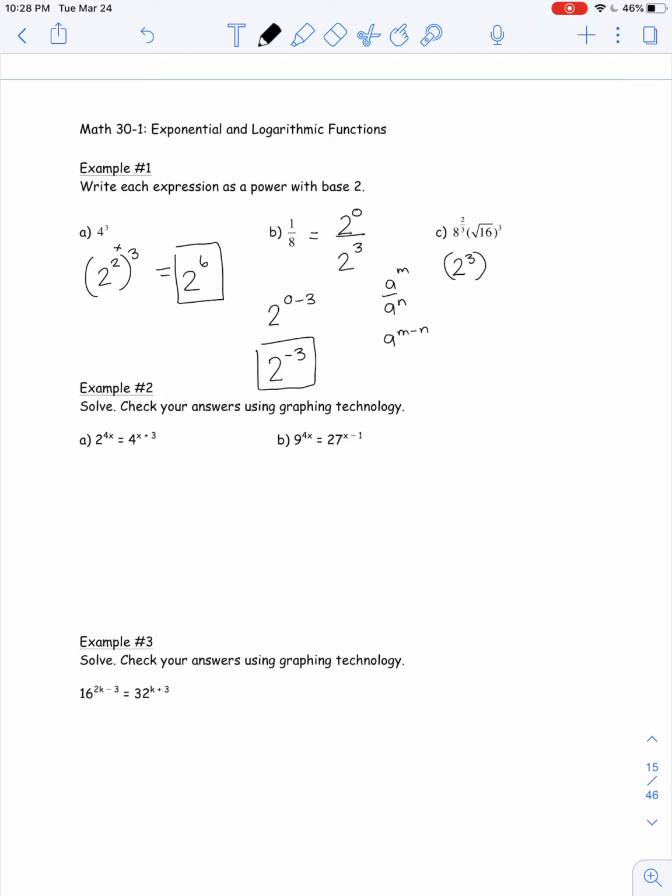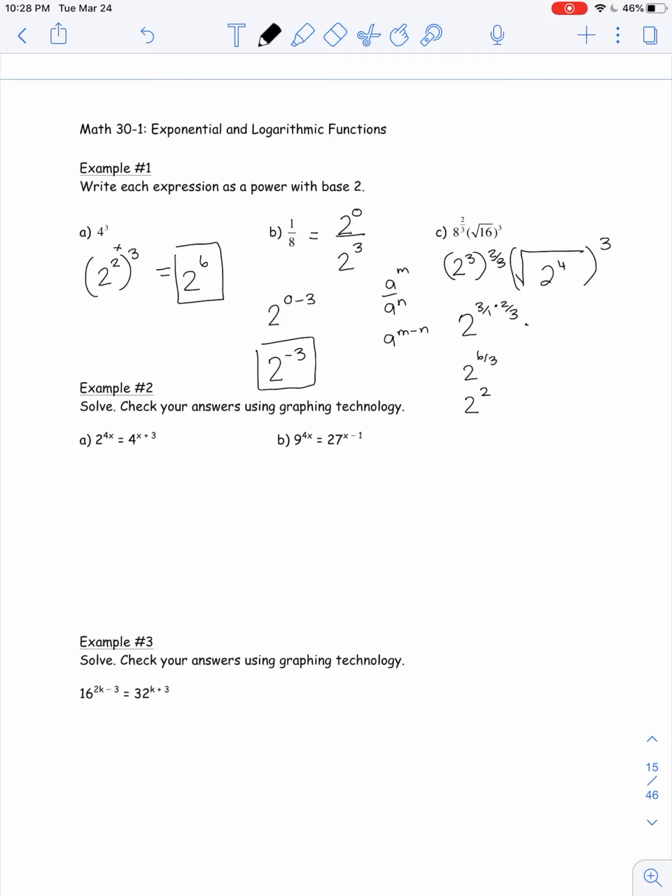8, we're going to rewrite it as 2 to the power of 3 with this 2 over 3 outside of that bracket. And then underneath the square root, we're going to write 2 to the power of 4, which is still 16. And then outside of that, we still have to the power of 3. So whenever we multiply the 3 and the 2 over 3, I'm going to rewrite it as 3 over 1 multiplied by 2 over 3. Okay, so that's going to become 6 over 3, which simplifies to 2 to the power of 2.